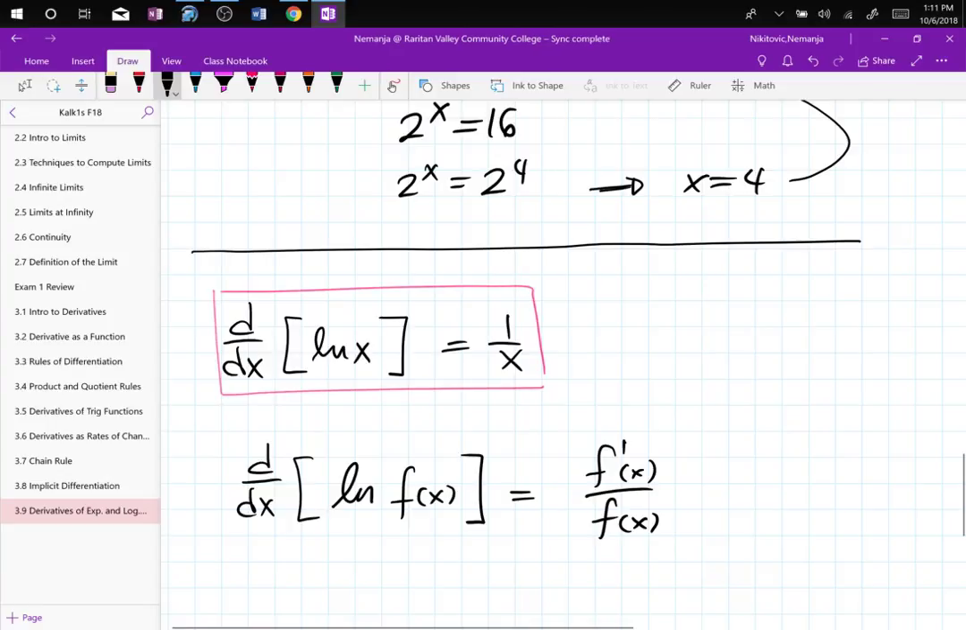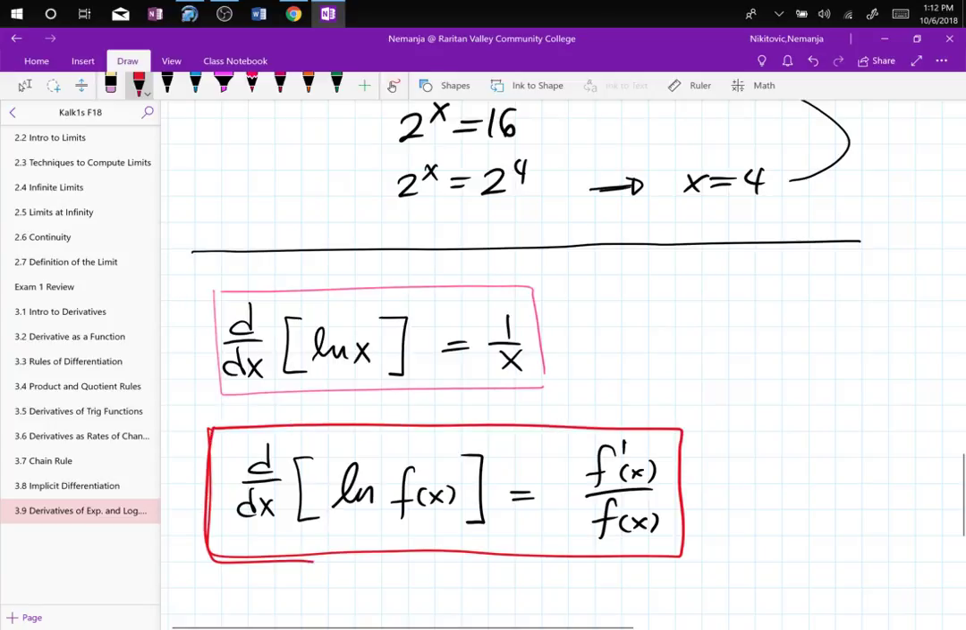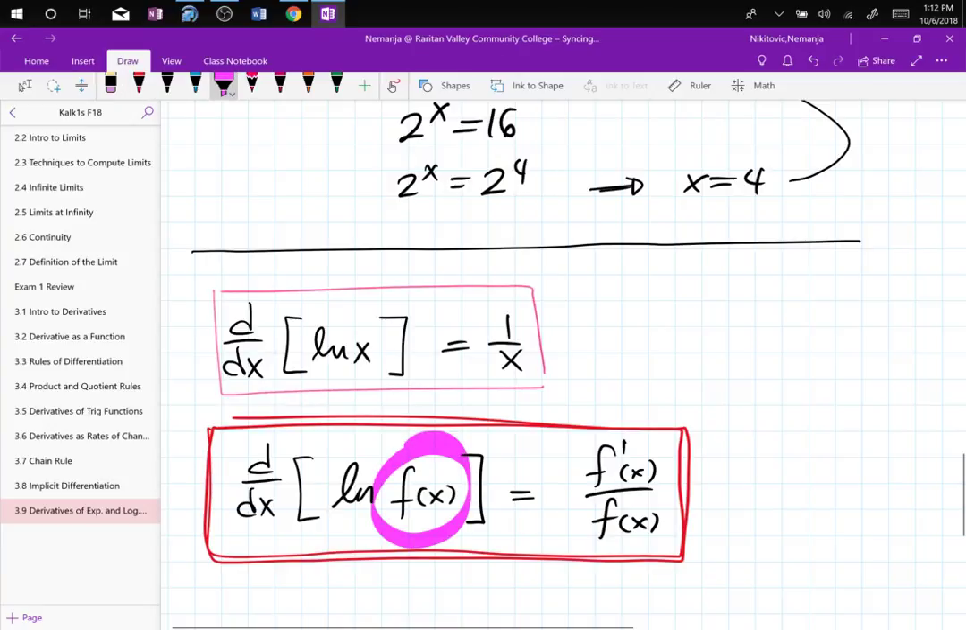It is literally cut and paste f of x in the denominator and put its derivative on top. The most important formula for logs, right here. As easy as copy f of x as is, put its derivative on top. That's that.